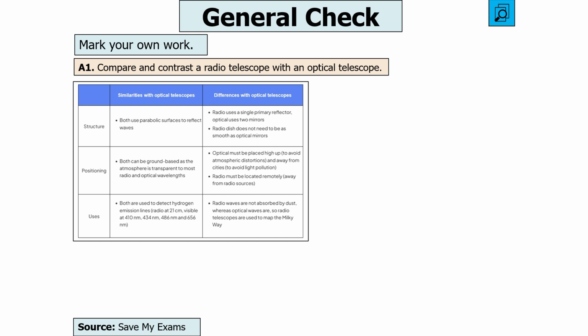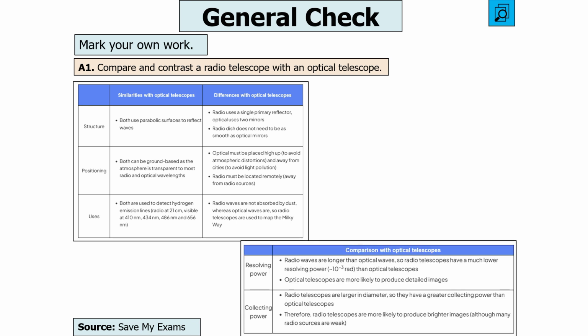In terms of positioning, both are ground-based as the atmosphere is transparent to both radio and visible light waves, but the differences are that the optical has to be placed higher up to avoid atmospheric distortions and also away from cities to avoid light pollution, whilst radio telescopes must be located remotely away from populations, so will be away from radio sources. Both telescopes are used to detect hydrogen emission lines, but radio waves are not absorbed by dust, but optical waves are, so radio telescopes are used to map the Milky Way where there's lots of dust.